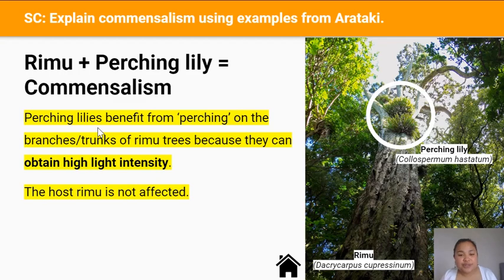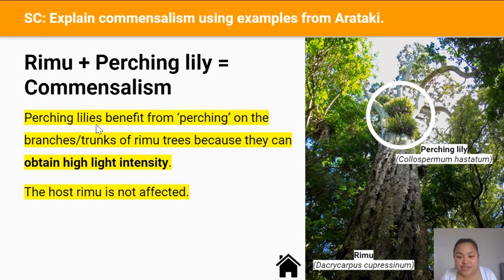What about the relationship between Rimu and perching lily? This relationship is called commensalism. Perching lilies benefit from perching on the tree branches or the trunks of Rimu because they can obtain high light intensity. But the Rimu is not affected because perching lilies don't have roots that go into the Rimu and take water and nutrients from the Rimu tree. Perching lilies don't do that.